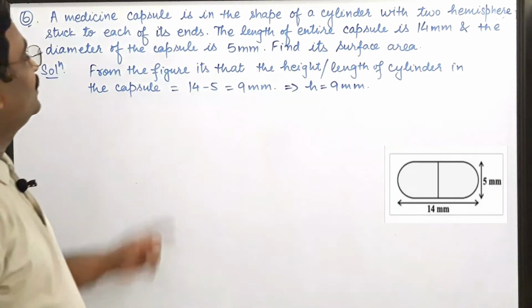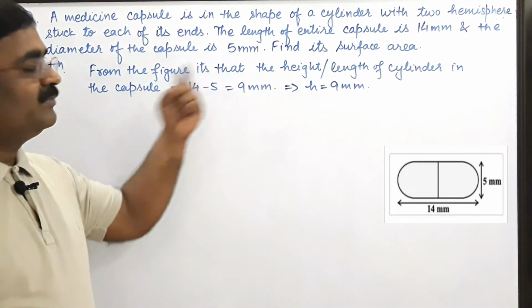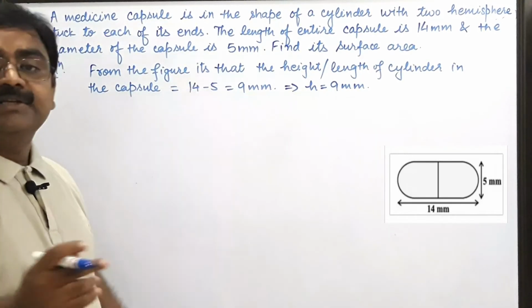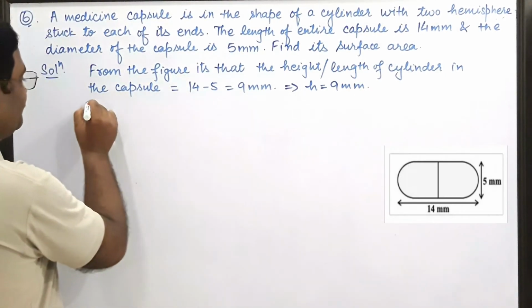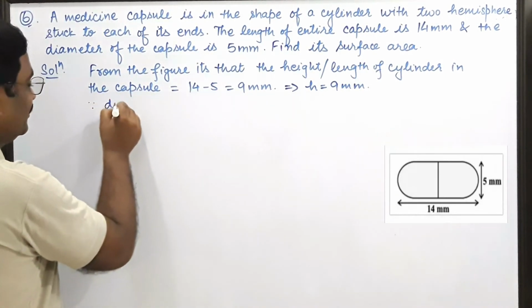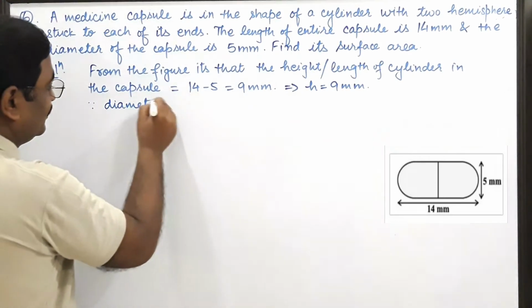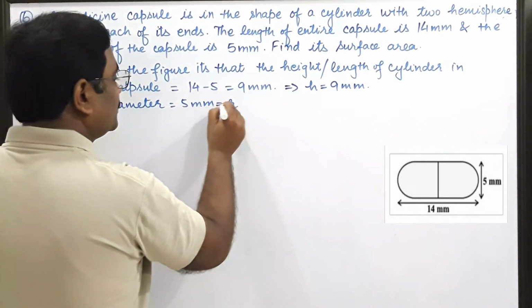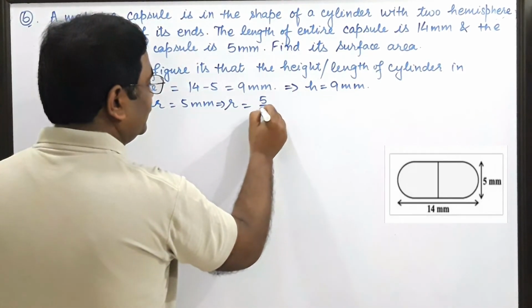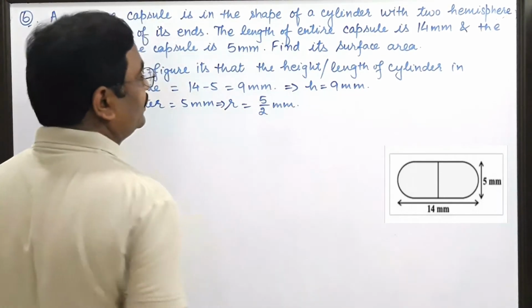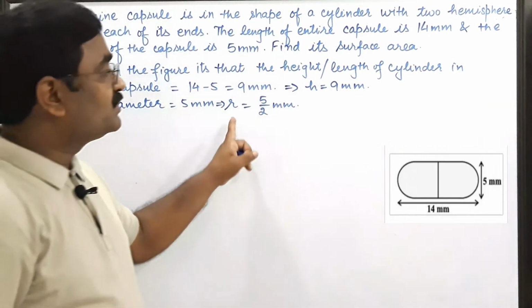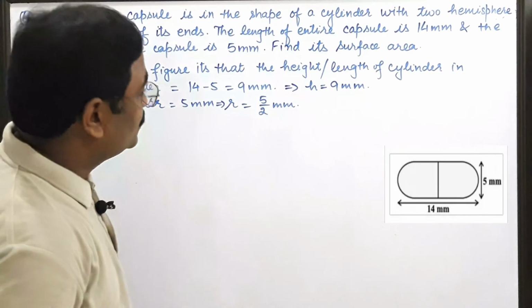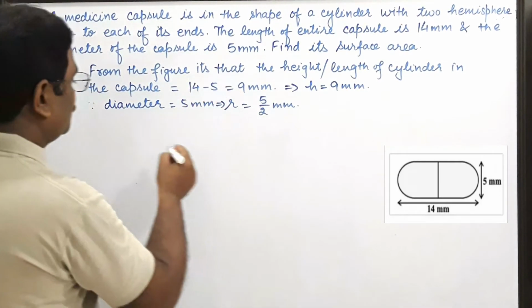As the diameter of the capsule is given 5 millimeter, so the radius, since the diameter is given, is equal to 5 mm, so the radius becomes 5 by 2 millimeter, and this is the radius of the cylindrical part as well as the radius of the hemispherical part. So let us find the surface area of the capsule.